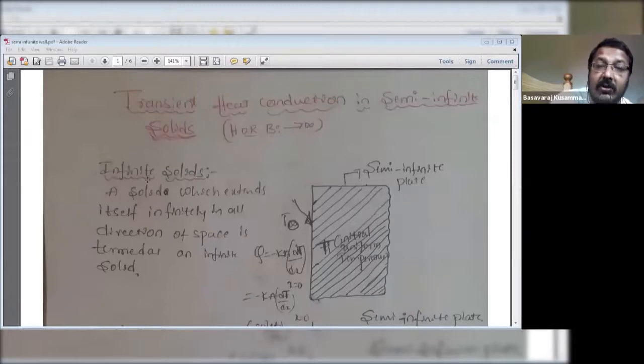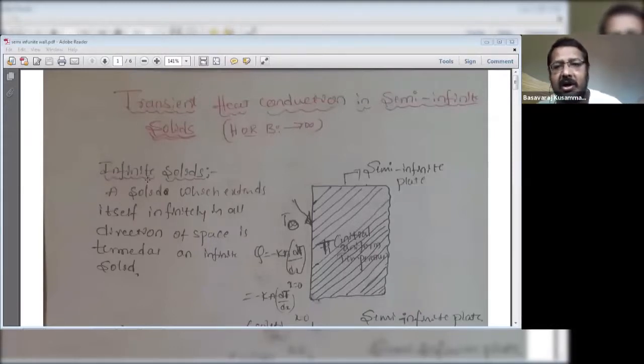Not only pipes, but any object buried in the earth at a certain depth. We need to discuss how the transient heat conduction takes place there.